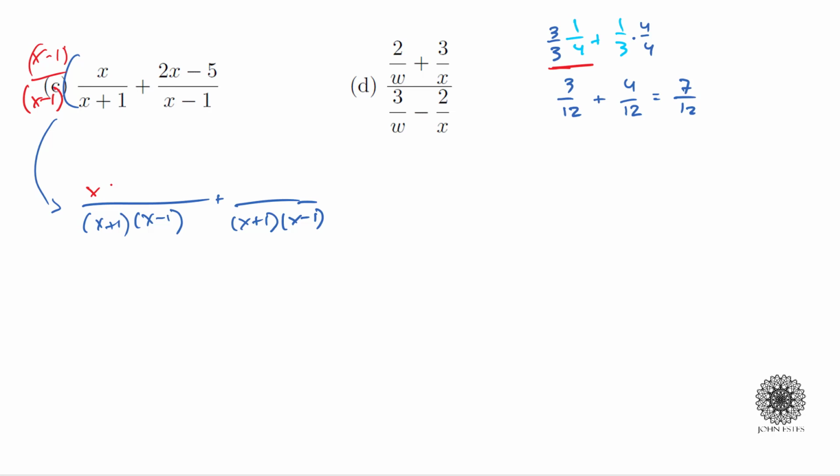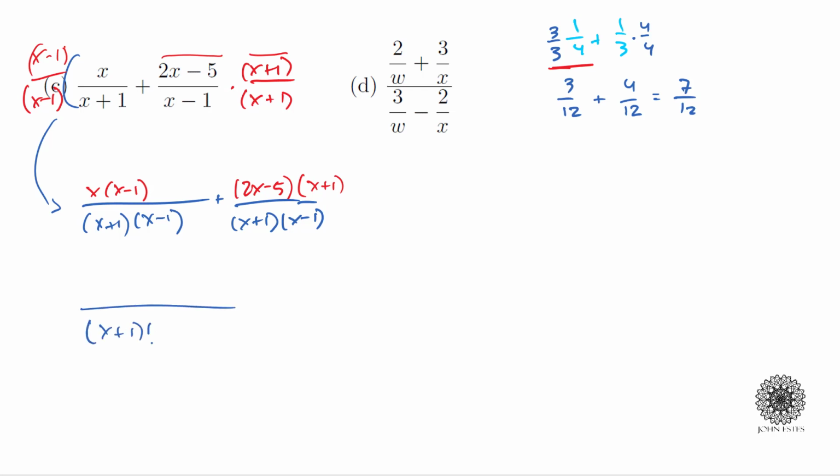So that's going to give me x times x minus 1 in that numerator. On the other side, I'm missing the x plus 1 for my common denominator. So I need to multiply in x plus 1 over x plus 1. So now I have 2x minus 5. Please put parentheses around that so you remember that all of this is being multiplied by all of this. Okay, like that. From there, I can bring them together to have a common denominator of x plus 1 times x minus 1.